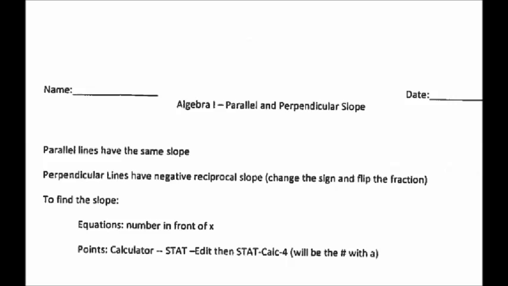Perpendicular lines, you learned, cross and form a 90-degree angle. This is because their slope is the negative reciprocal. What you do to get the negative reciprocal is you change the sign and you flip the fraction.